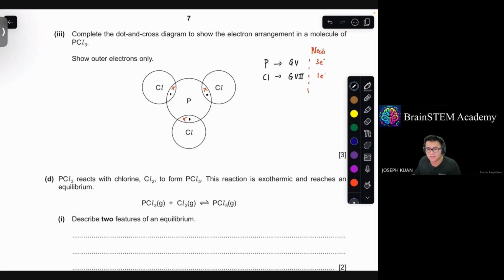And then your second mark is the correct number of non-bonding electrons. So chlorine is a group 7 element, which means that it would have 6 more electrons that are not affected by the bonding for each of the chlorine atoms. So there will be 7 electrons in total from the chlorine. And then for phosphorus, because it's a group 5 element, it essentially shared 3 electrons, which means that it is left with only 2 more. All right, 2 more electrons that are non-bonding.